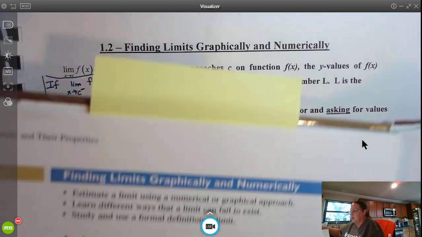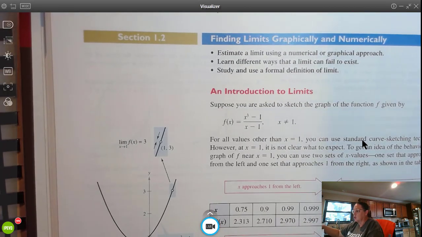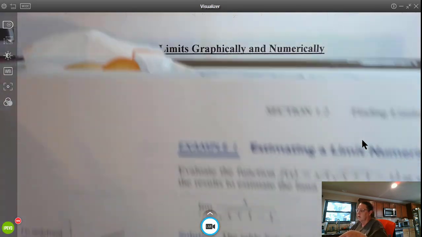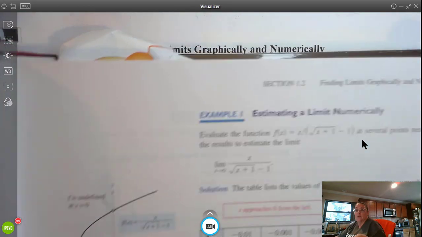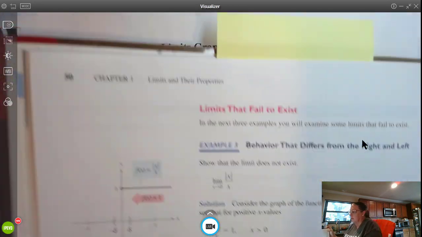So here is the textbook. And by the way, this is a college class. I recommend strongly that you learn how to read your textbook. You must learn how to read it. And we're going to go to page 50, which is right here.